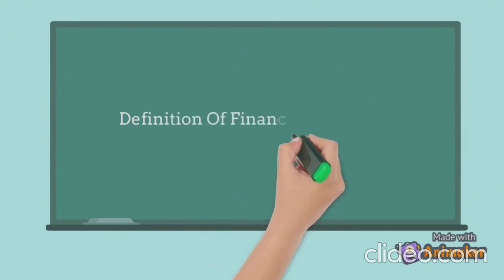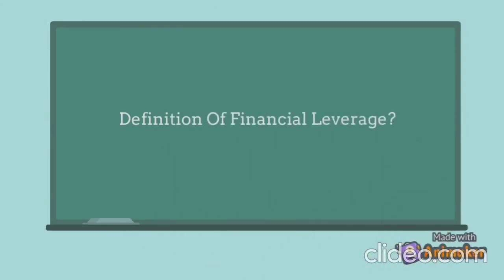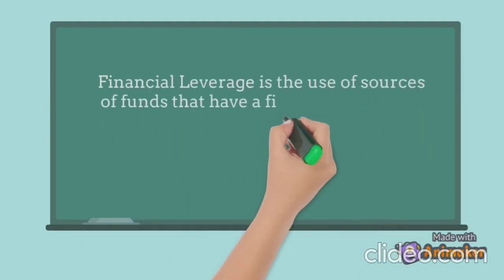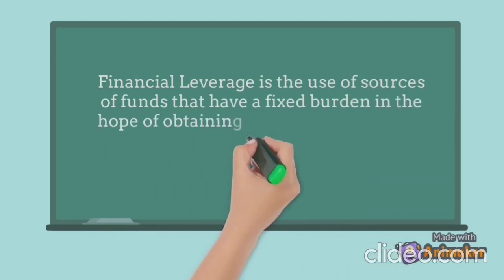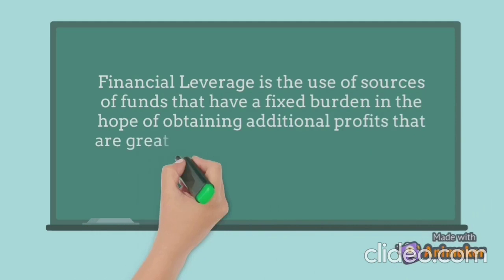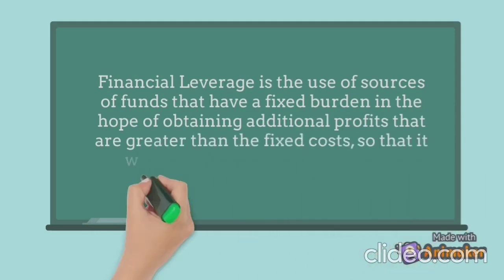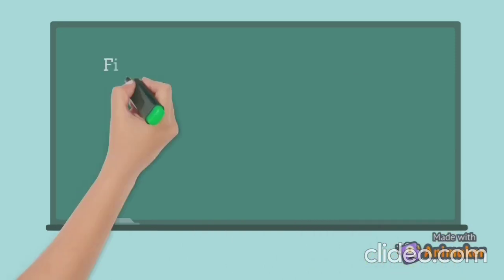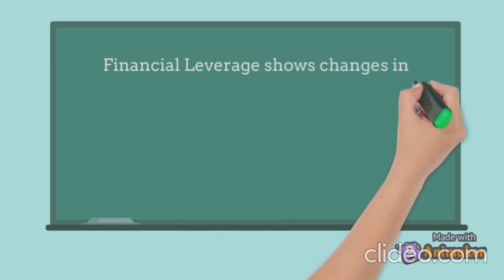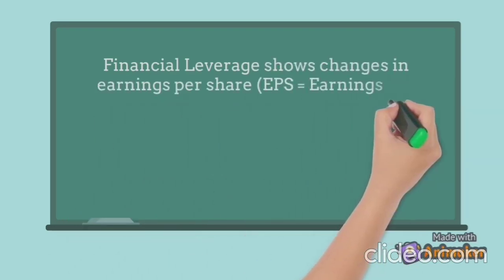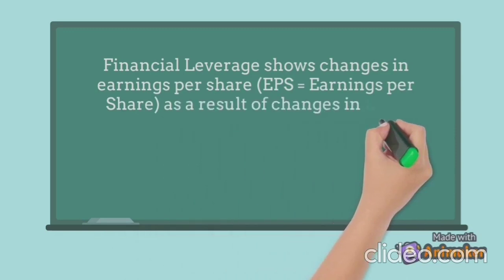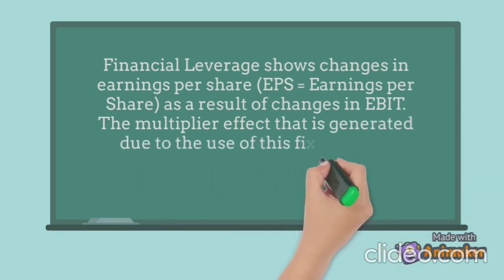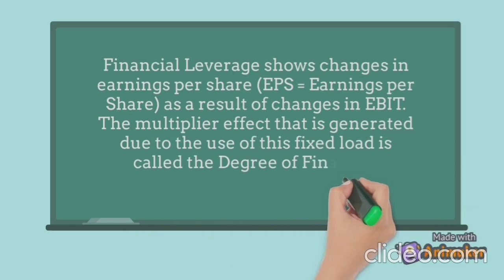Definition of financial leverage. Financial leverage is the use of sources of funds that have a fixed burden in the hope of obtaining additional profits that are greater than the fixed cost, so that it will increase shareholder profits. Financial leverage shows the change in earnings per share, or EPS, as a result of changes in EBIT. The multiplier effect generated due to the use of this fixed load is called the degree of financial leverage, or DFL.